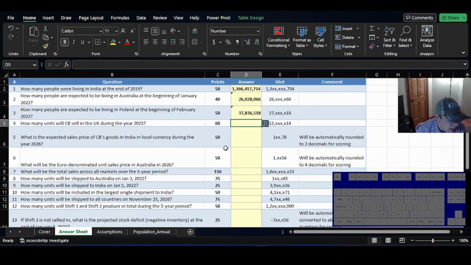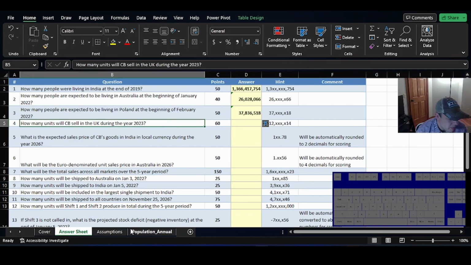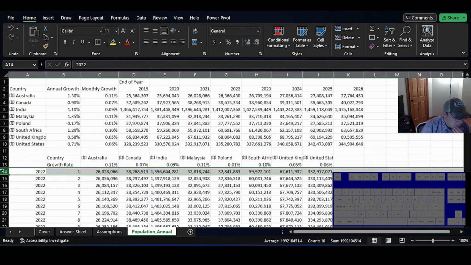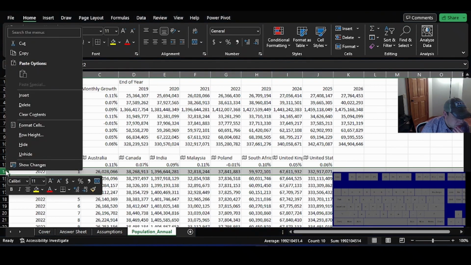All right, how many units will CB, the Cake to Bake company, sell in the UK during the year 2023? Okay, so we've got our monthly population, all right? And then I believe we've got our usage rate, if I'm not mistaken.